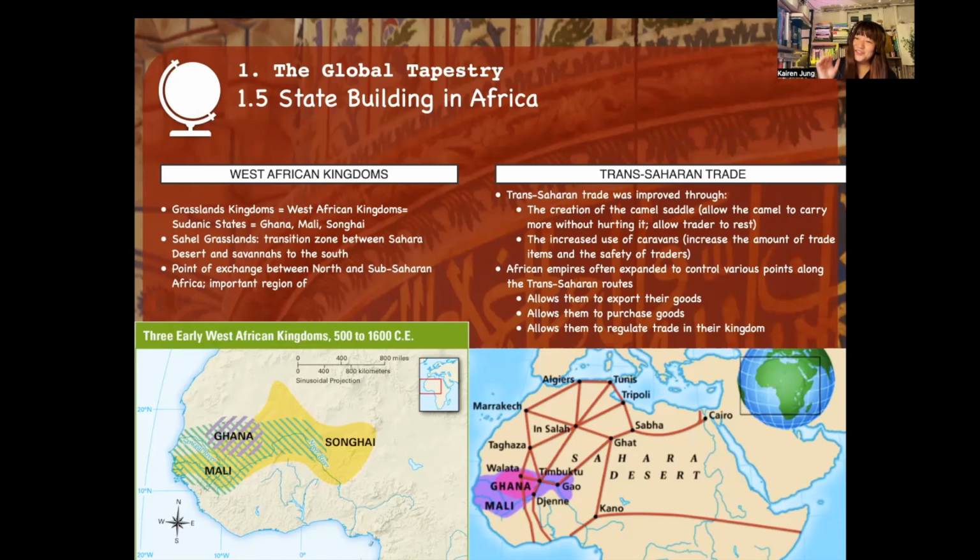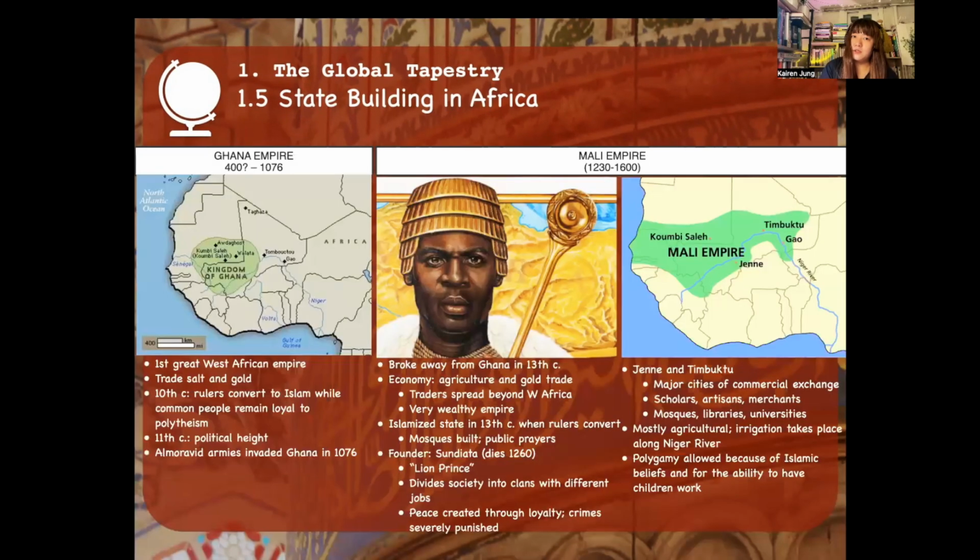So whoever controls the trade routes, whoever controls the main trade points, controls the power in that area, because where is the power accumulated? The power is accumulated along the trade routes. So if you controlled the trade routes, you could export your goods, you could purchase goods, and you could regulate, control the trade in your kingdom. Let's look a little bit more closely at the Ghana Empire and the Mali Empire.